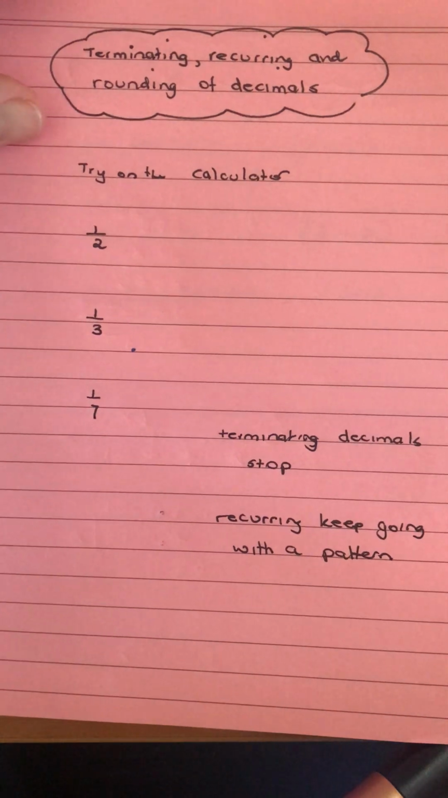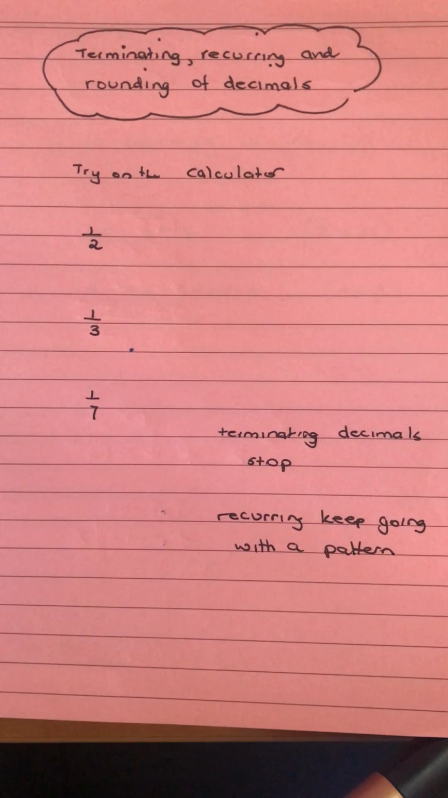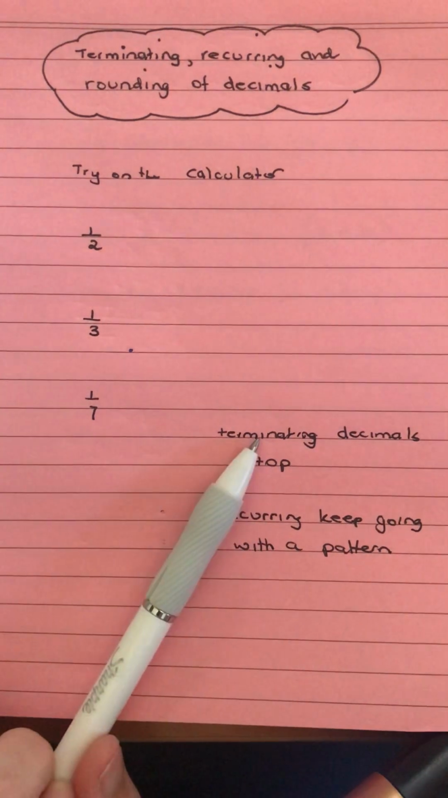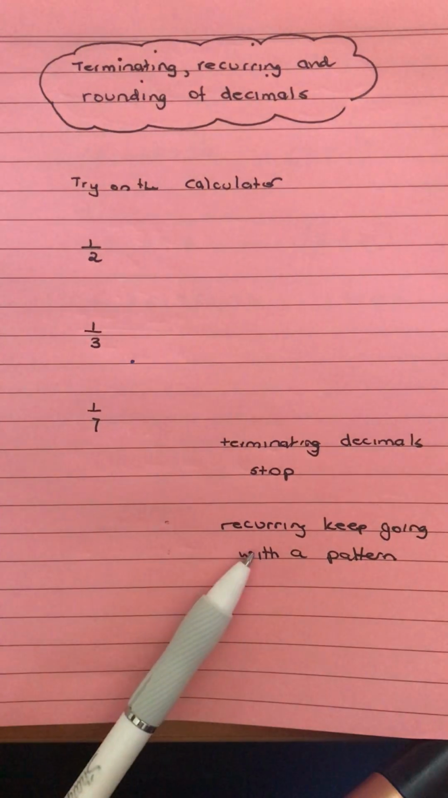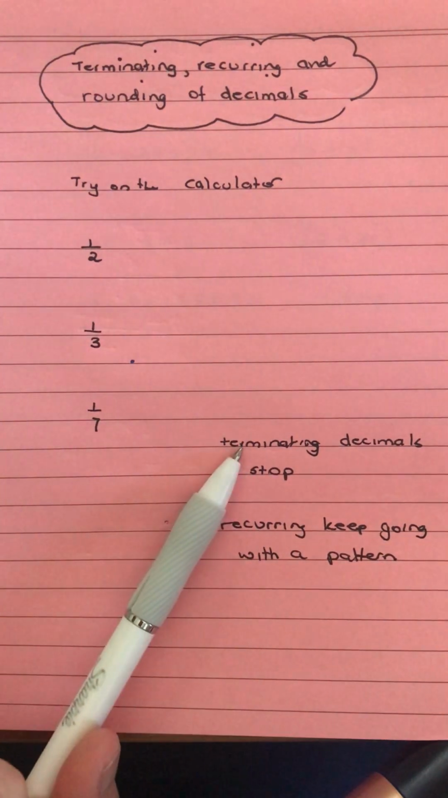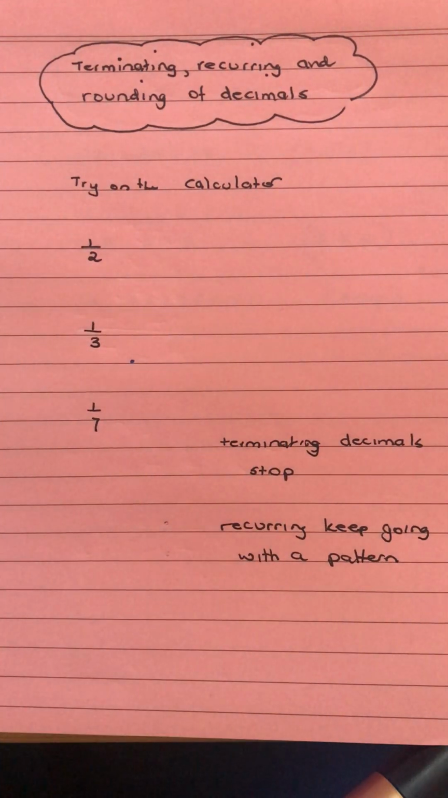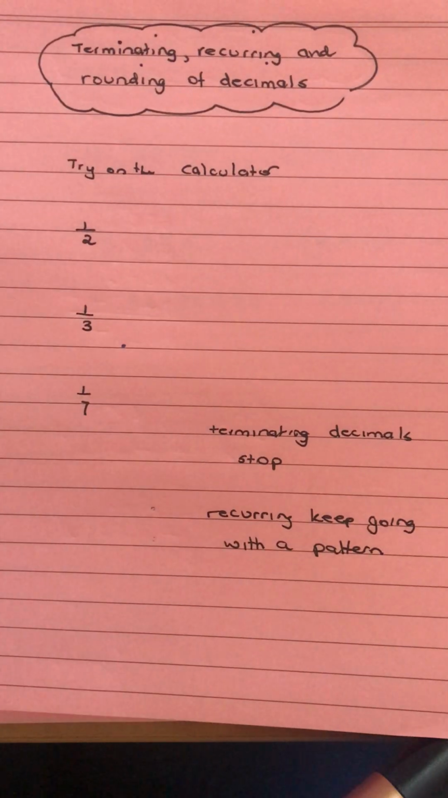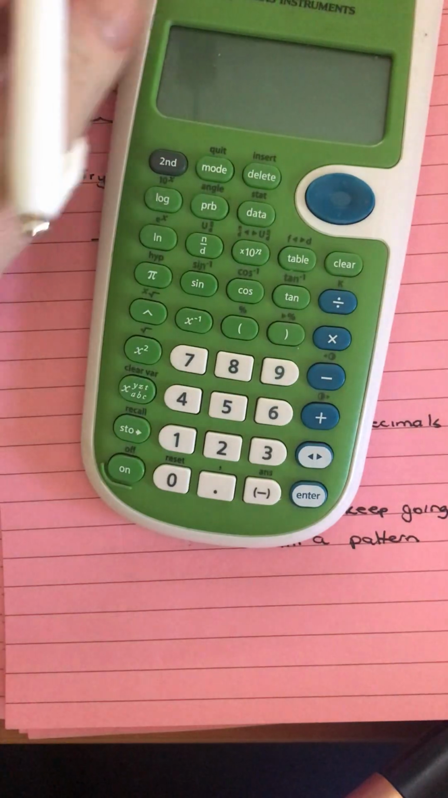In this video, I'm going to look at the types of decimals that we might see and how to round with decimals. So we've got two types that we're going to talk about: terminating decimals and recurring decimals. Terminating decimals means that the decimals stop, they don't keep going. Recurring means they keep going, but they've got a pattern to them.